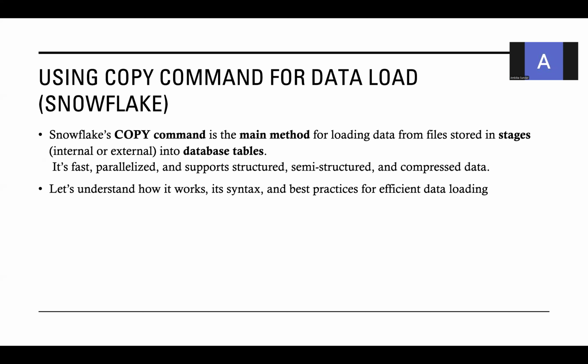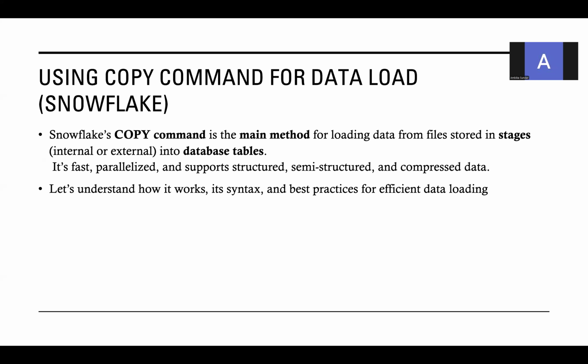So this is the main method which is going to help us load the data into the Snowflake data warehouse. It is fast. Parallelized means it helps us load data into multiple tables at a time using different copy commands. And it supports structured data, semi-structured data, and compressed data. Whenever you load data into the Snowflake data warehouse, it should be in compressed format, and it can be structured or semi-structured data. Semi-structured data examples are JSON, Parquet, and Avro.